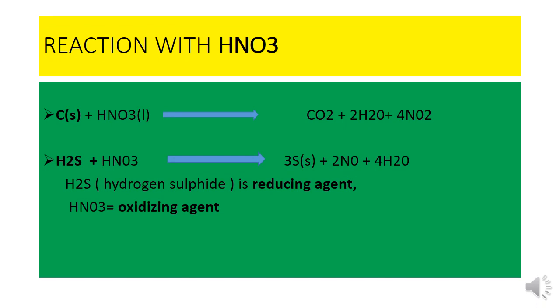Also, the reaction of nitric acid with carbon produces carbon dioxide, water, and nitrogen dioxide. We have to balance it. This is the concentrated acid. Also, hydrogen sulfide reacts with nitric acid to produce sulfur plus nitrogen oxide plus water. Here, hydrogen sulfide acts as a reducing agent, whereas nitric acid is the oxidizing agent. Do you understand?